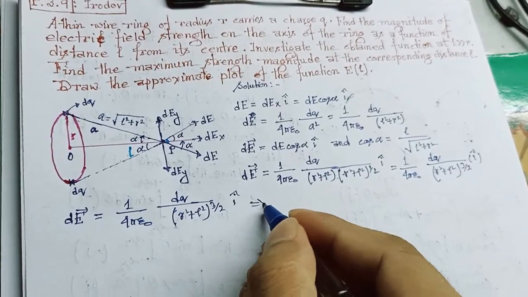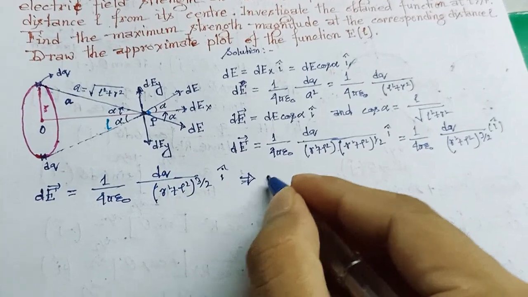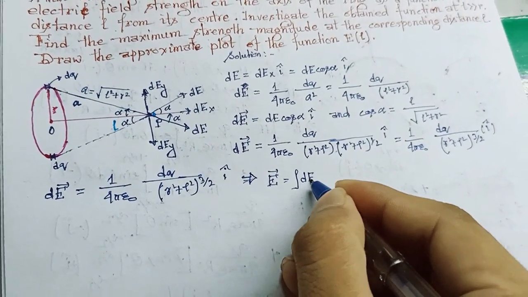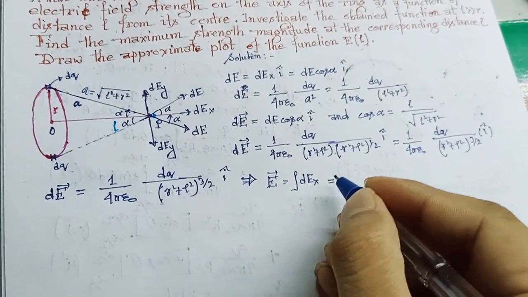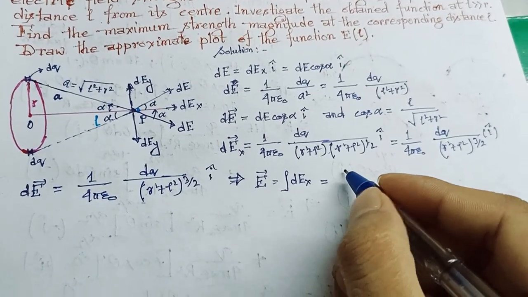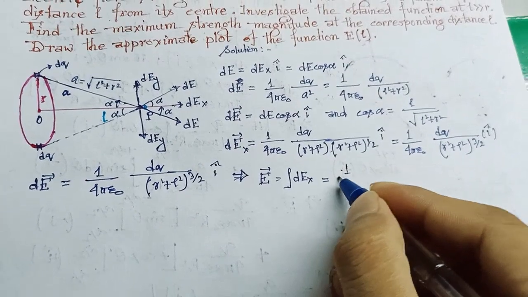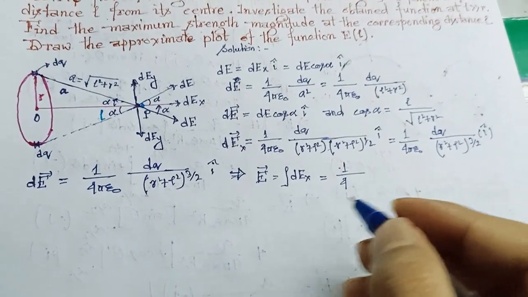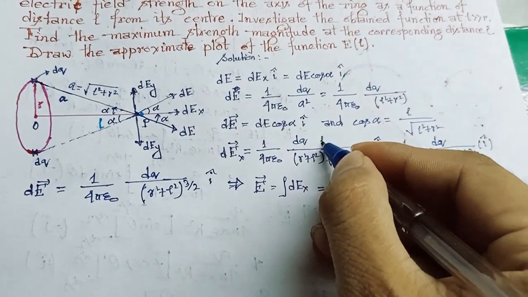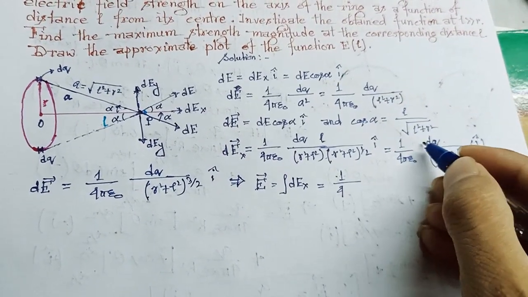Now if we want to find the entire magnitude or total value of the electric field, then the electric field E will be the integration of dEx. If we integrate this term, there will be an L, because cos alpha is equal to L divided by root under L square plus R square. So we can write this L here.